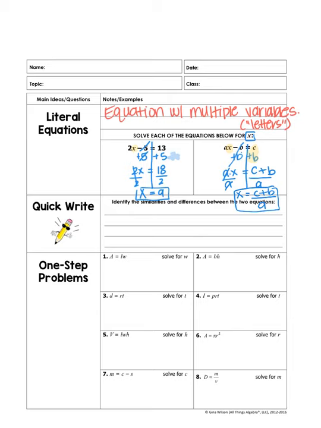So notice, when you look between these two problems, you're really doing the same thing. The same math rules apply. We're just moving letters instead of numbers this time. All right, this next section says, identify the similarities and differences between the two equations. Like I said, we're going to basically do the same math operations.